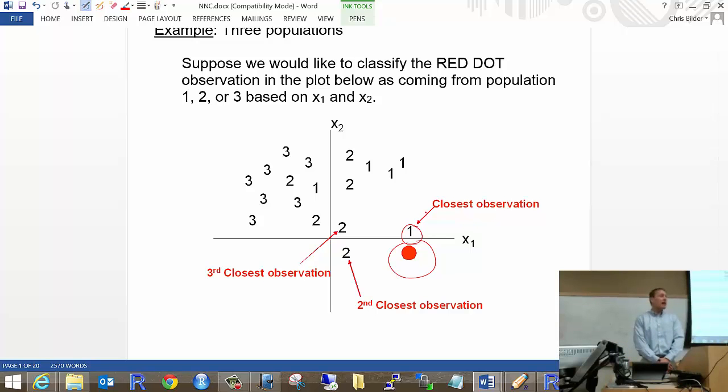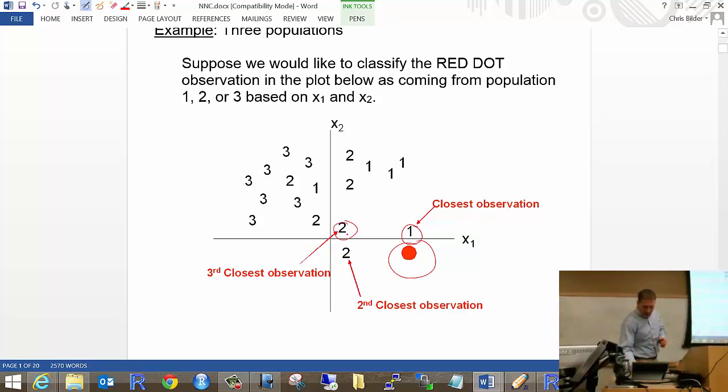Well, why don't we classify the red dot as coming from population number 1? Simply how it works. Nearest neighbor classification. Very intuitive. Well, how about we go with the 3 nearest neighbors? Well, we could do that too.